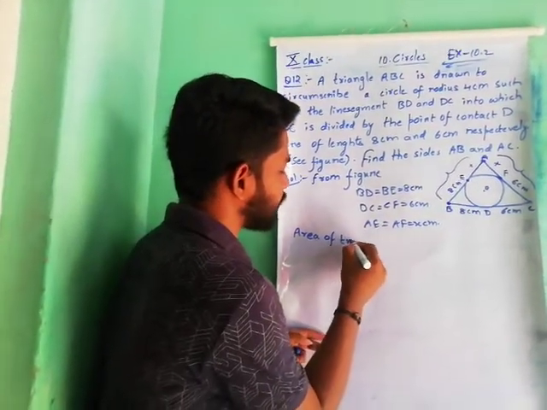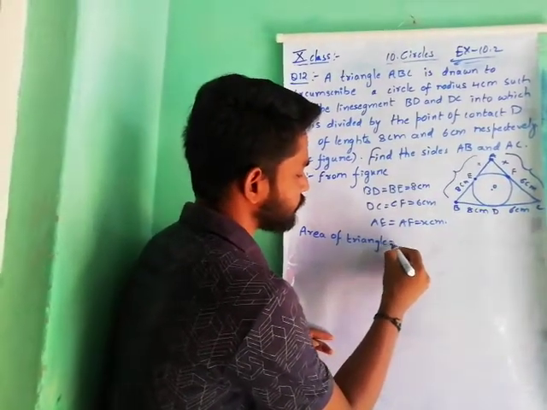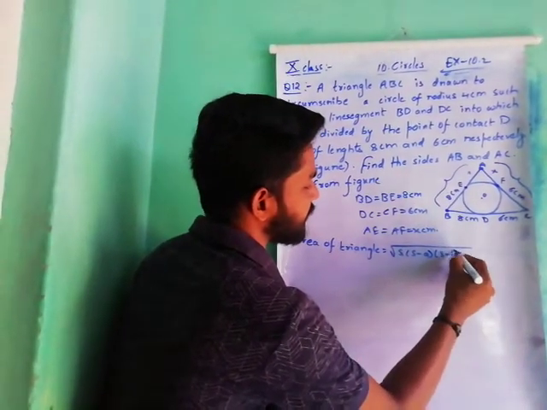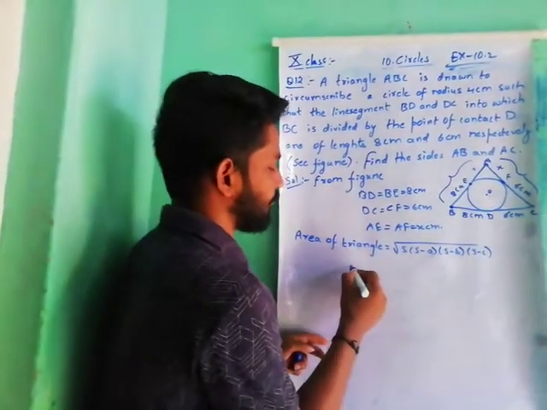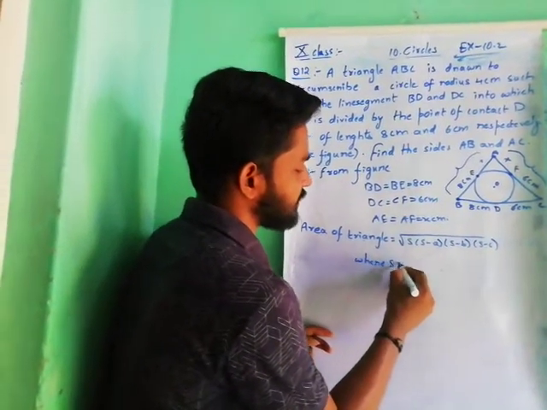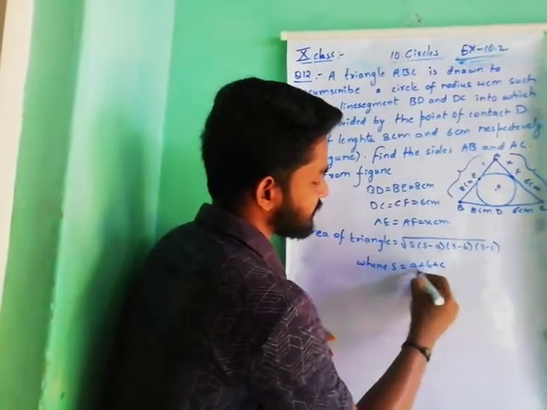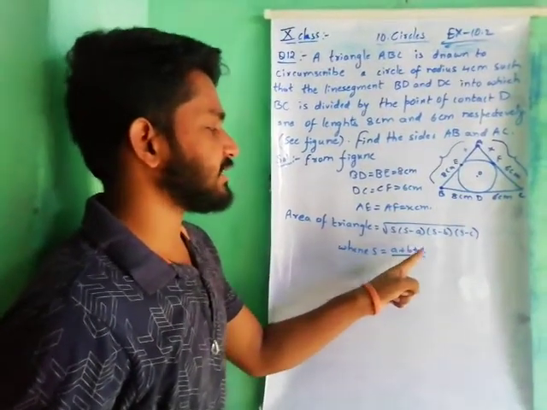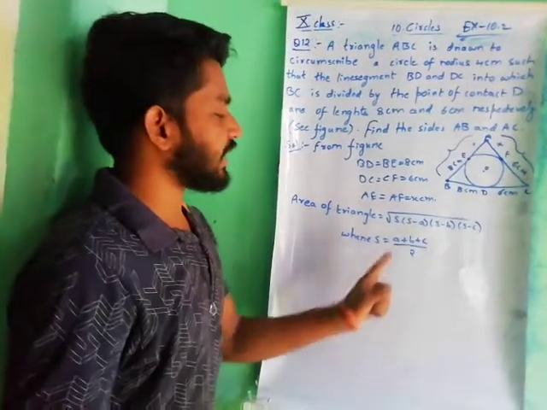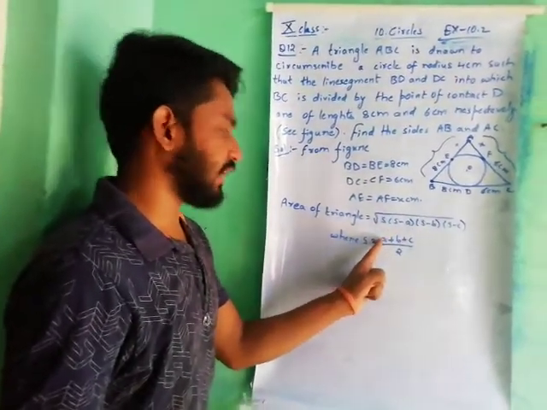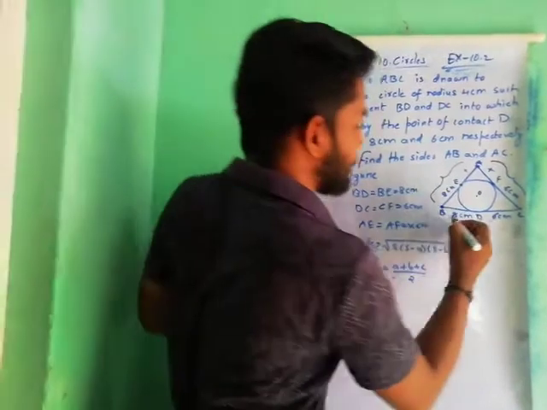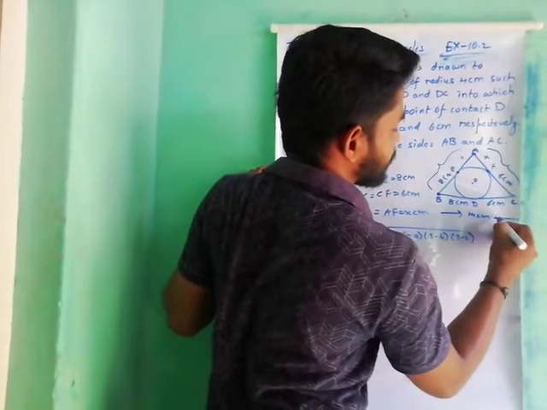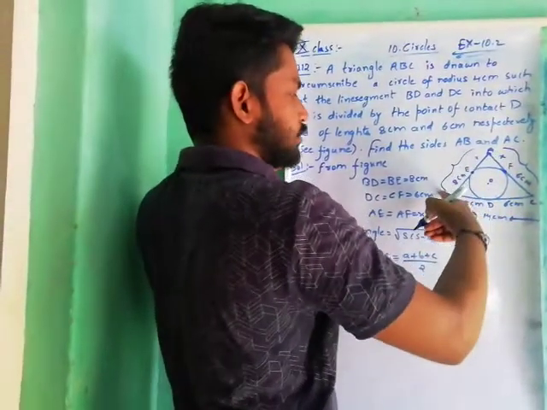Area of triangle is equal to square root of s into s minus a into s minus b into s minus c, where s is equal to a plus b plus c by 2. So a, b, c are the lengths of the first, second and third sides. Okay. ABC are the lengths of the three sides of a triangle. So for example, here it is a. A is 8 plus 6, 14 centimeters. I am finding the area of this total triangle.